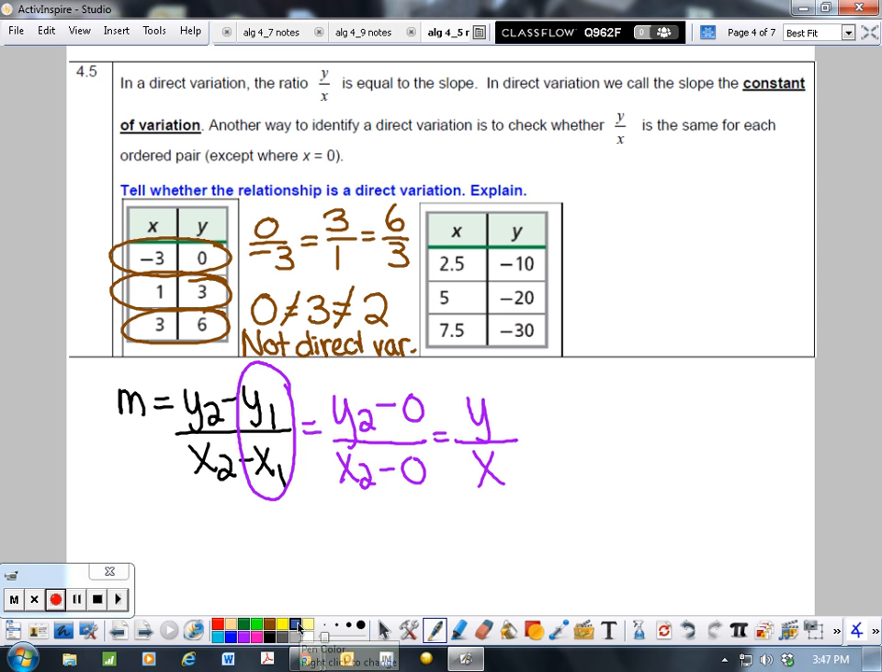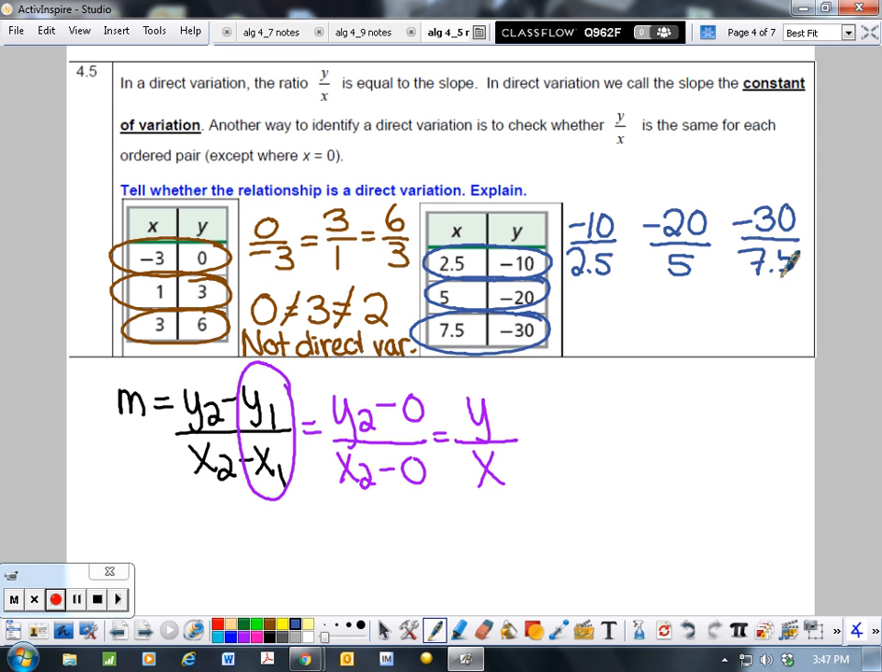I can do the same sort of thing with the next one. I can take a look at any point. So negative 10 over 2.5. Would that be the same as negative 20 over 5? I can take each point, and they should always be the same. So negative 30 over 7.5. Now if I divide negative 10 by 2.5, I get negative 4. Negative 20 divided by 5 is negative 4. Negative 30 divided by 7.5 is negative 4. Since these are all equal, check, check, this is direct variation.